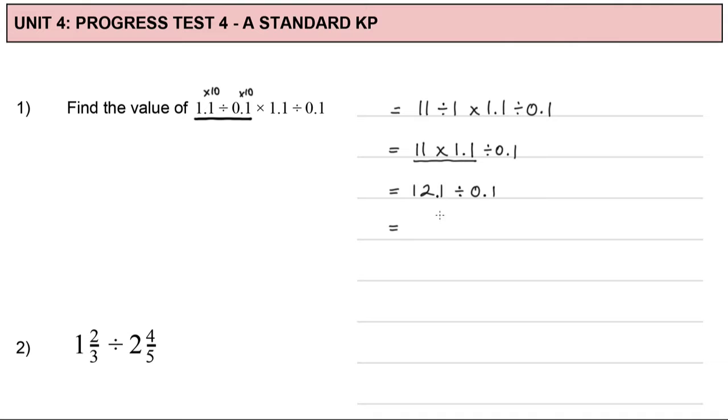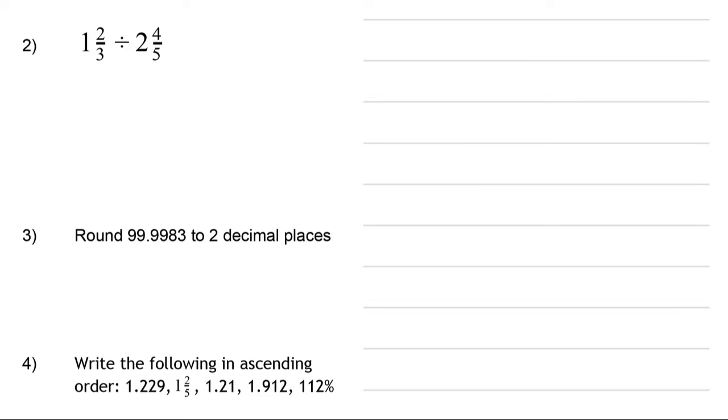And the same thing again, I can't divide by a decimal, so I need to multiply this bit by 10. And if I'm multiplying that by 10, I need to multiply this by 10. So I'd get 121 divided by 1, which is simply 121.